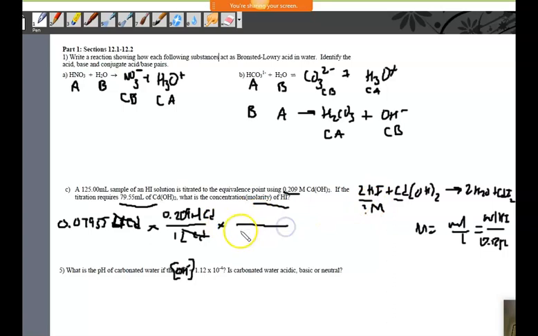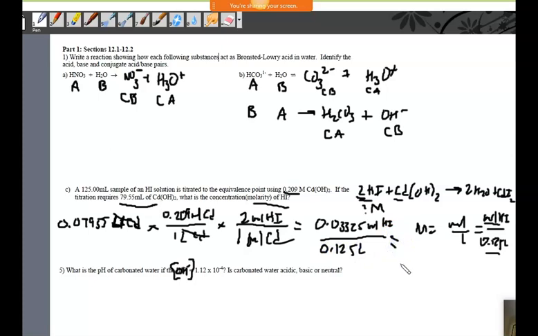So I know that for every mole of Cd hydroxide, there are 2 moles of HI. So when I do this, I will get, what is it, 0.0335, I think, moles of HI. So I just found my moles of HI. I now need to divide it by the volume, which is 0.125 liters. And when you do that, you get 0.266 molar HI. That's going to be your answer.